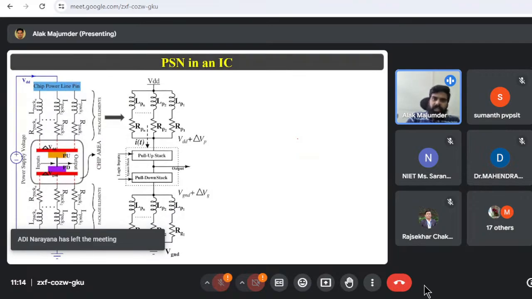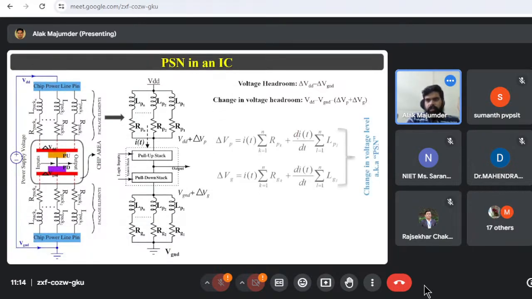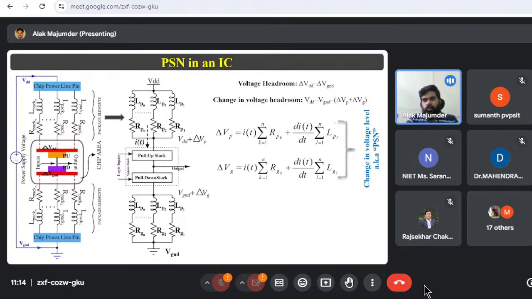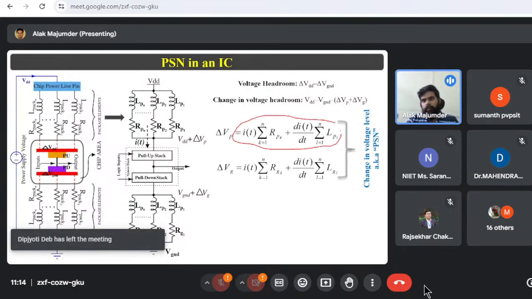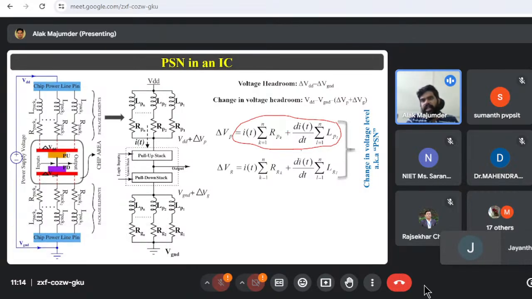This is the same architecture, which we can basically skip. You can see this portion is the equation. The bottom line is R into I(t) plus L into dI/dt. That is how we are getting the voltage drop.